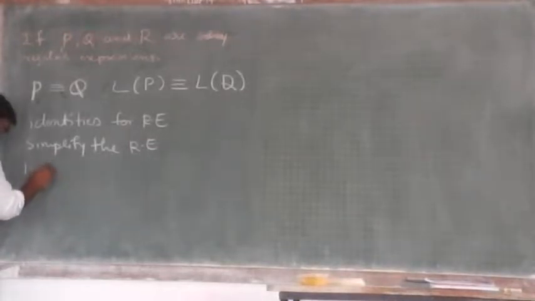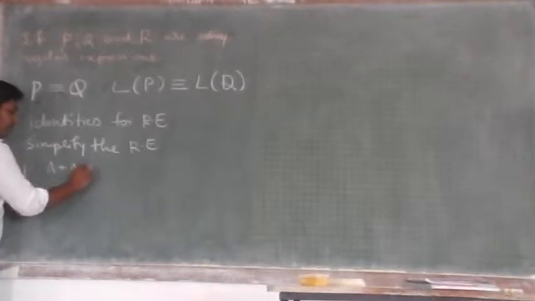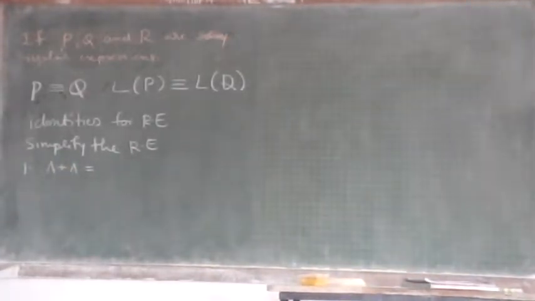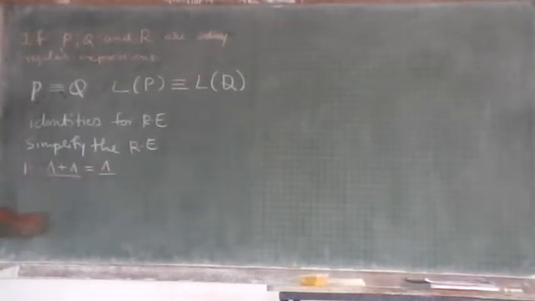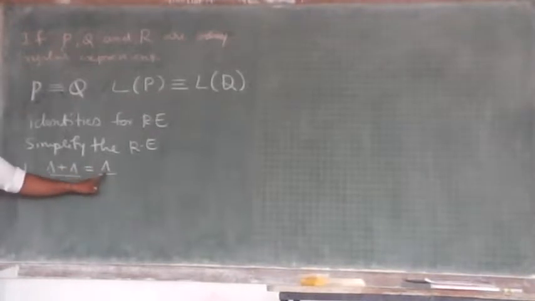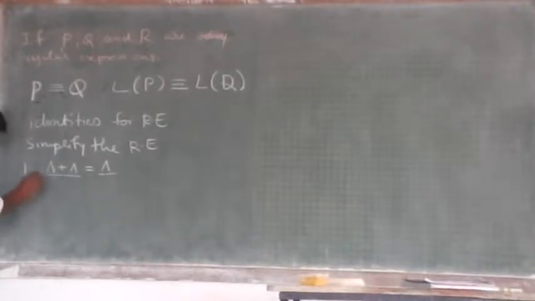So here I consider null plus null. Two nulls I am adding, or you can say null or null. What is the equivalent? Null. So here, this is one regular expression, this is another regular expression. You can consider this as P and this as Q. I am saying that this is equivalent to this if whatever language this is generating, the similar language is generated by the right hand side. Okay?